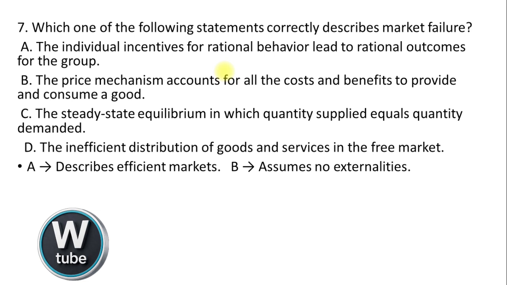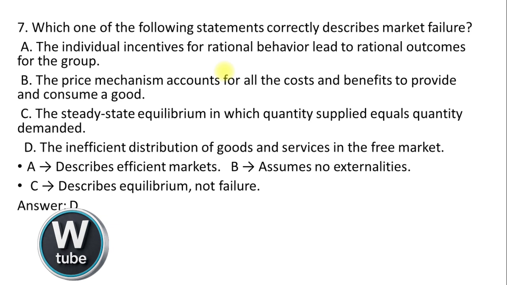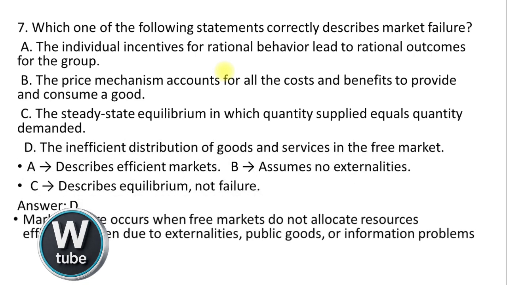Here, market failure occurs when free markets do not allocate resources efficiently, often due to externalities, public goods, or information problems. So, the inefficient distribution of goods and services in a free market is the market failure. D is the correct answer.